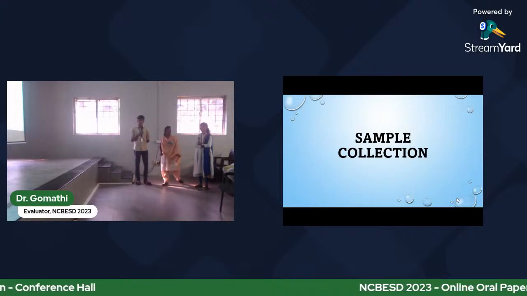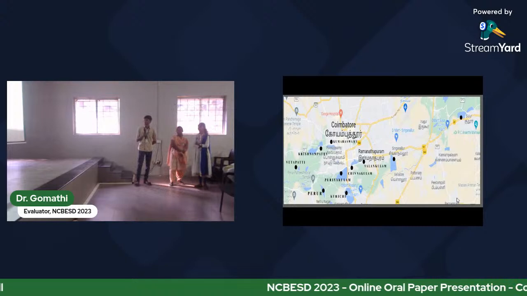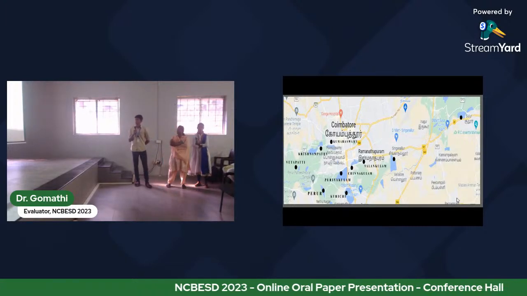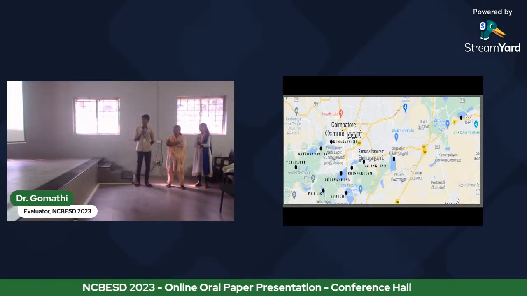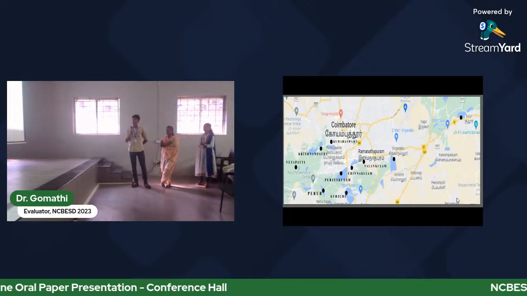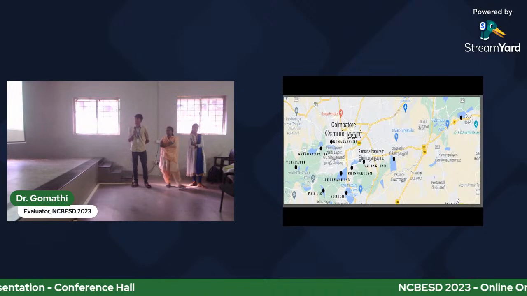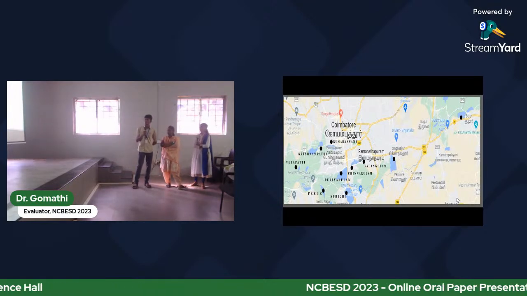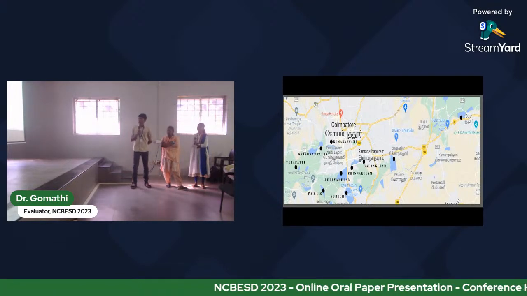The sample collection. We are choosing the verified lakes from Coimbatore. First one Sulur, Singanallur, second Balagulam, Chinnakulam, Periyakulam, Kurichi, Kumaraswamy, Krishnapalli, Vedapalli, Peru.